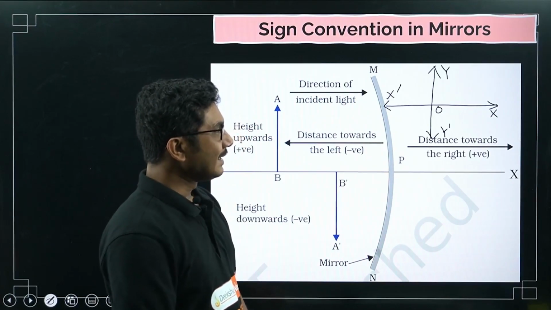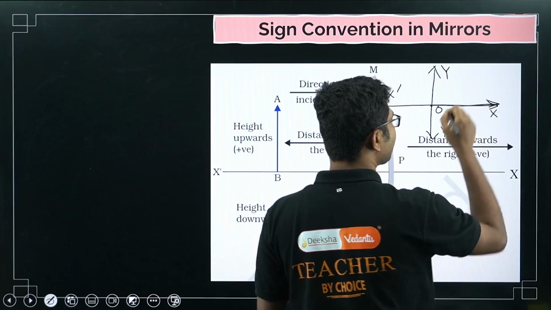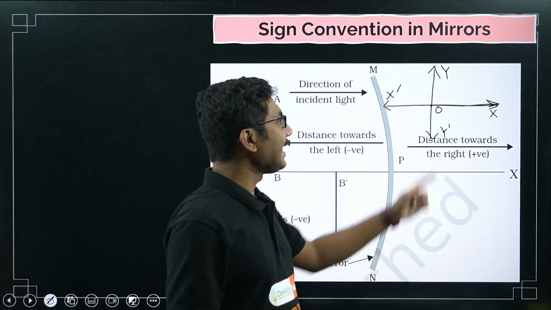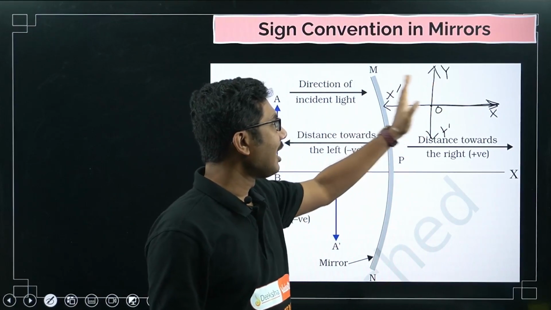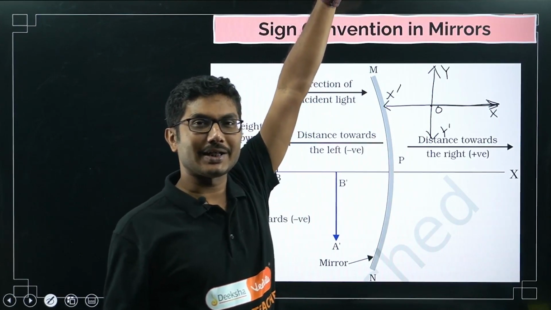Now in this case we know that anything along this direction is positive. So +1, +2, +3, they all lie on this side, right? Anything along this axis is negative. -1, -2, -3, they are all along negative x-axis. Similarly, along upward direction, everything is positive.